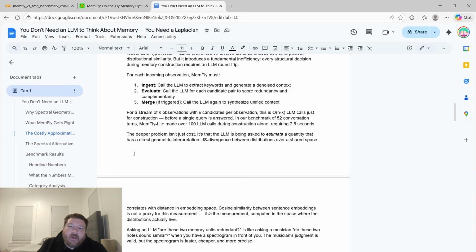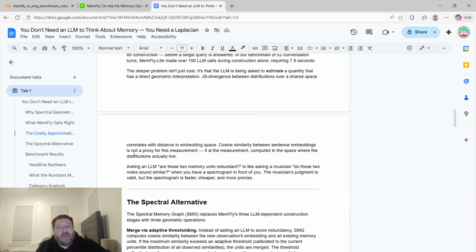In our benchmark of 52 conversational turns, MemFly Lite made over 100 LLM calls during construction alone, requiring 7.5 seconds. The deeper problem isn't just cost. It's that the LLM is being asked to estimate a quantity that has a direct geometric interpretation.